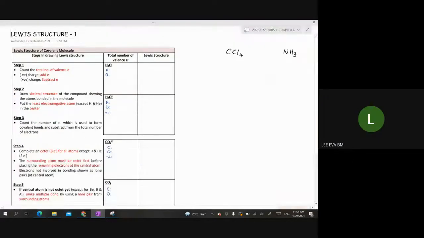So next part, we do it together, Lewis structures. Lewis structures are very, very important. It will determine your 4.2 and 4.3 and also 4.4.